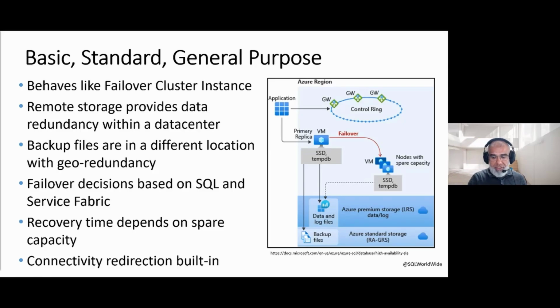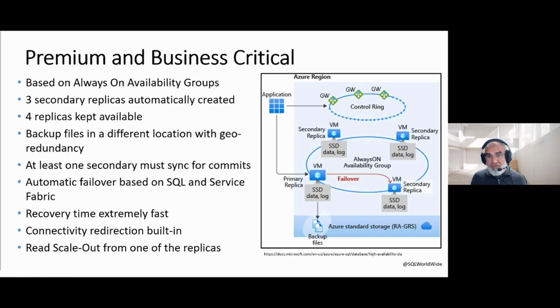Those are not shared. Compared to that, if you are in Premium and Business Critical, now you see your data and log file, you have 4 copies, right? So there's no detach and attach. And one of the secondaries is always up to the mark. So it's always in sync, not asynchronous. The other 2 get asynchronous replication. And you can also use one of these for read-only traffic. So if you put in your connection string ApplicationIntent=ReadOnly, you can take advantage of one of the secondaries for your read traffic.